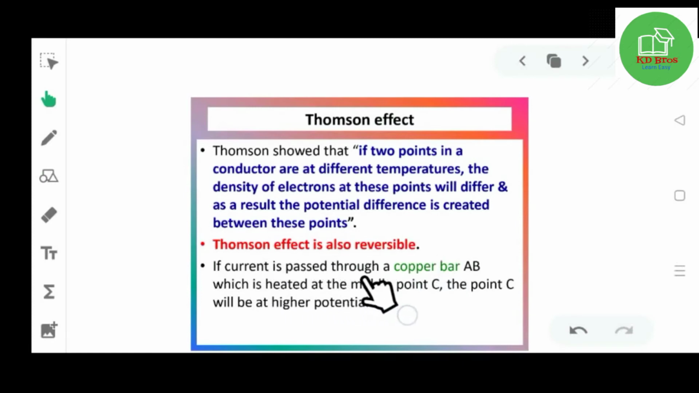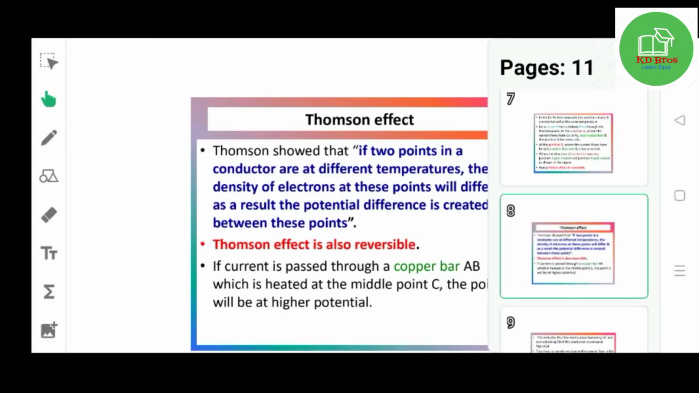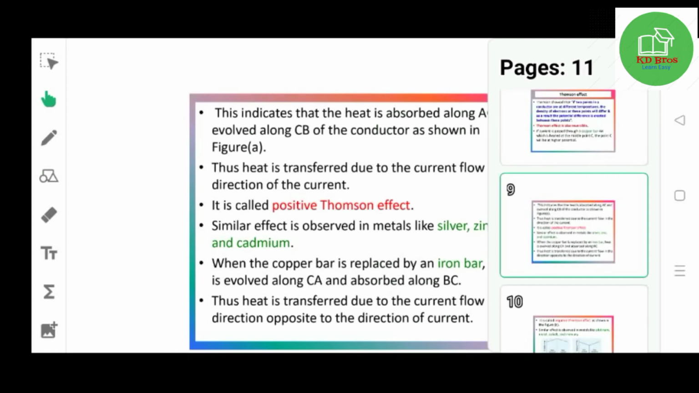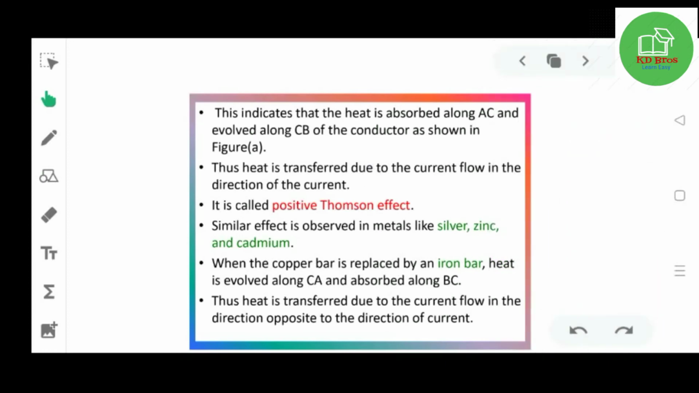If current is passed through a copper bar AB, which is heated at the middle point C, the point C will be at a higher potential, because that point C becomes very hot. Okay, so it attains the higher potential, and this indicates that the heat is absorbed along AC and evolved along CB of the conductor as shown in figure A. Thus heat is transferred due to current flow in the direction of the current, and this is called a positive Thomson effect.